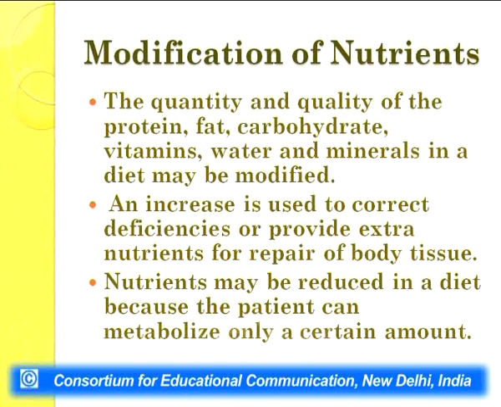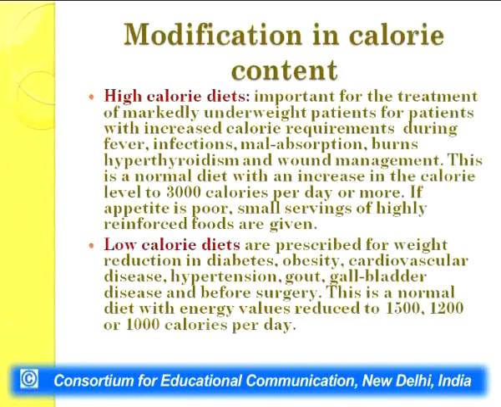Nutrients may be reduced in a diet because the patient can metabolize only a certain amount, as in the case of diabetes. I will discuss a few nutrients one by one. First one is calorie. High calorie diets are important for the treatment of markedly underweight patients and for patients with increased calorie requirements during fever, infections, malabsorption, burns, hyperthyroidism and wound management. This is a normal diet with an increase in the calorie level to 3000 calories per day or more.